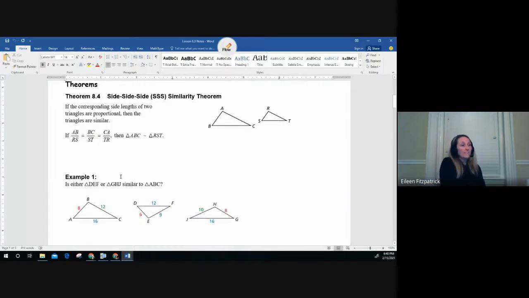All right, so we have the side-side-side similarity theorem. This theorem tells us that if the corresponding sides of two triangles are proportional, then the triangles are similar. So you might be given two triangles, and maybe they tell you the side lengths of one triangle are 2, 4, 6, and the sides of the other triangle are, let's say, 4, 8, and 12.